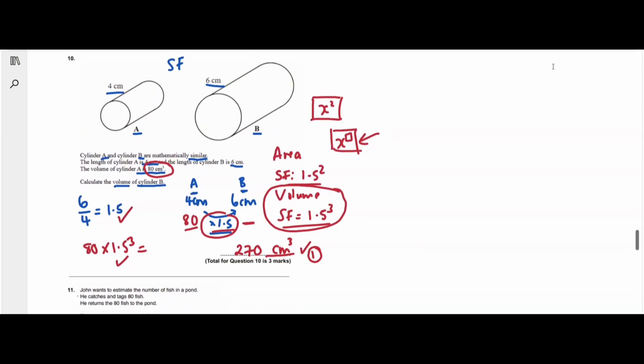Okay, so let's have a look at question number 11. John wants to estimate the number of fish in a pond. He catches and tags 80 fish and he returns them to the pond. The next day he catches 250 fish and 16 were tagged. Work out an estimate for the total number of fish. This is a capture-recapture. Capture-recapture, not been on there for a while and is quite a common topic to come up, which is why I'm guessing it might be on there, but again, it is just a best guess, but it's definitely something worth knowing how to do because it is worth 3 marks.